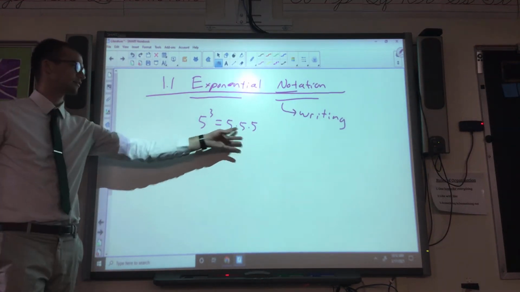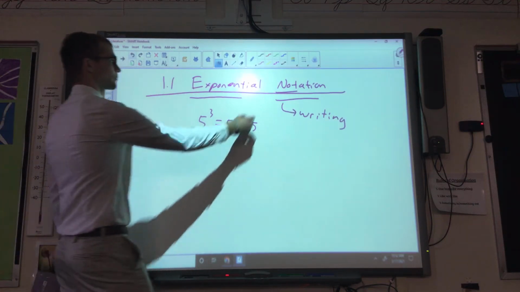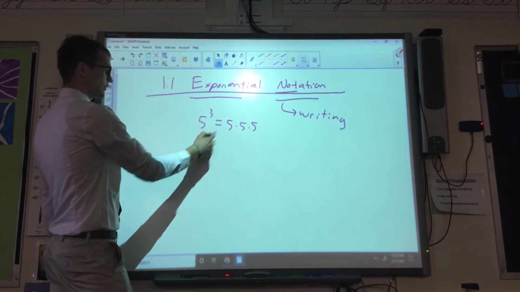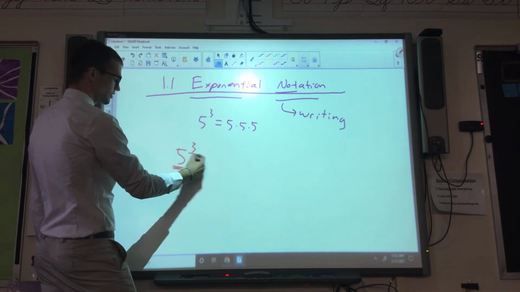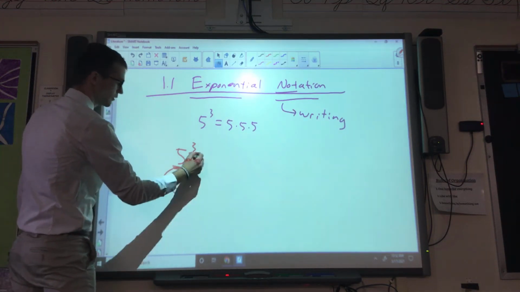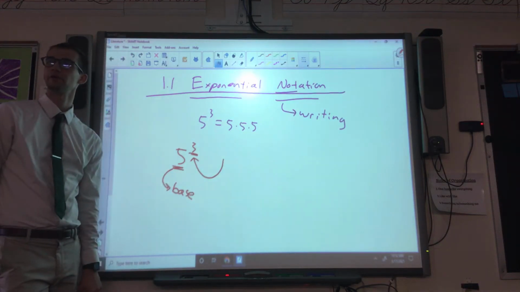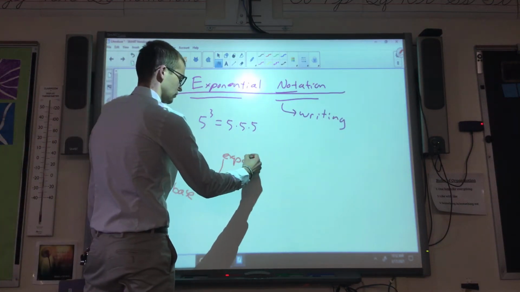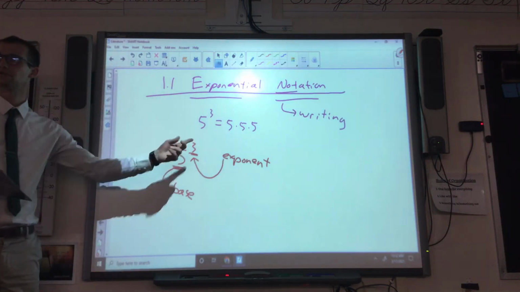So 5 times 5 times 5 is 5 cubed. Actually, I should explain this part first. Now that we have the example 5 cubed, 5 is what's known as the base, and 3 is what's known as the exponent.